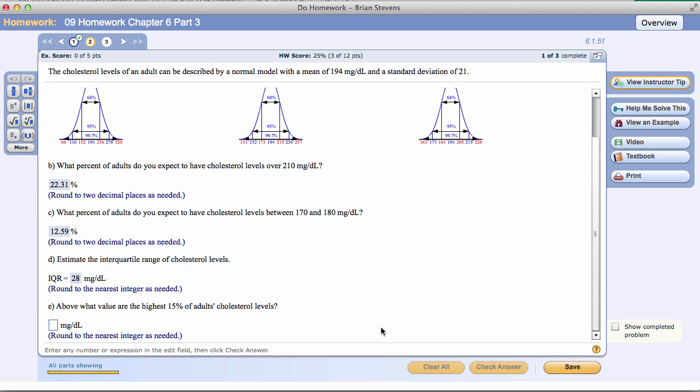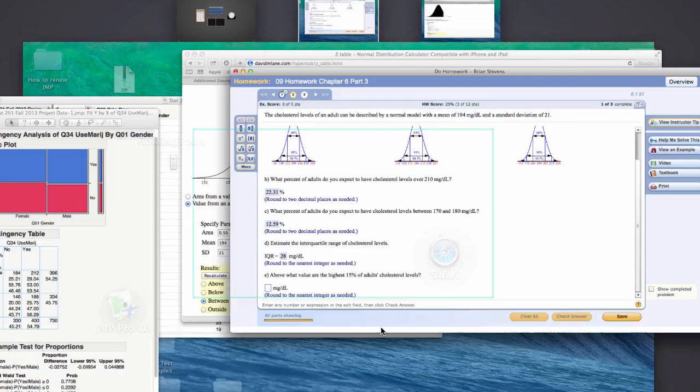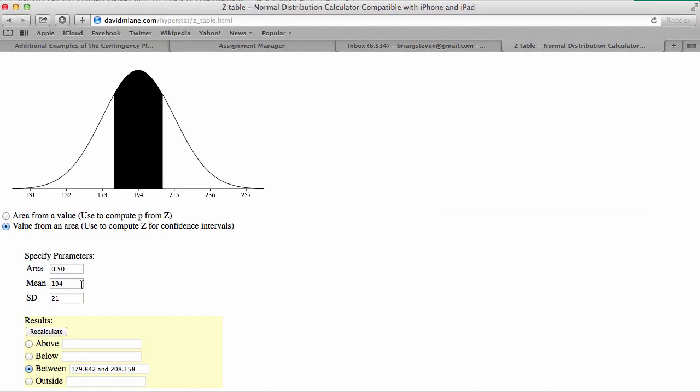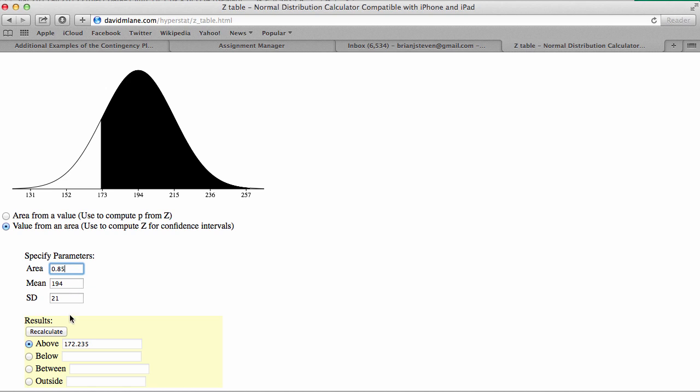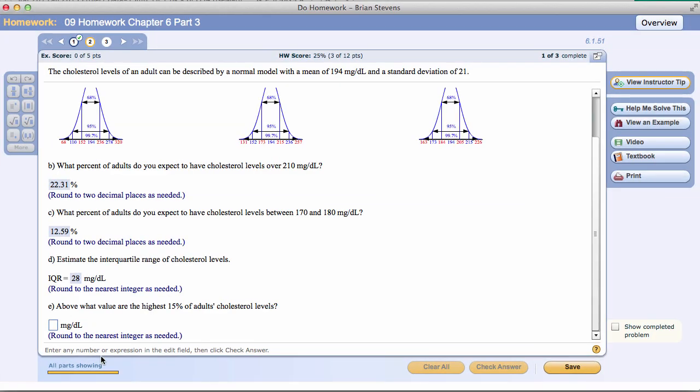Above what value are the highest 15% of adults' cholesterol levels? We need to use the second applet here again for this. So with this in mind, the highest 15%. Now if you notice this won't be the highest 15%, we need to make sure we click right there. This would also be the 85th percentile. To do this on your calculator, you will need to find the 85th percentile because the calculator always goes from left to right. So the highest 15% is the 85th percentile, which is 215.763. So round to 216.